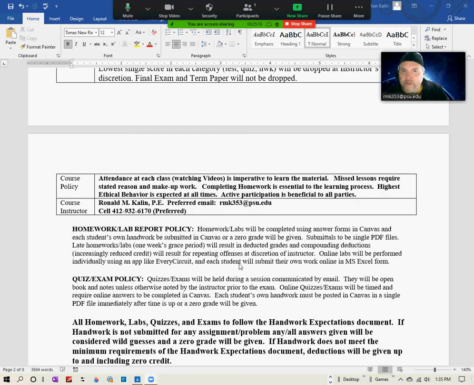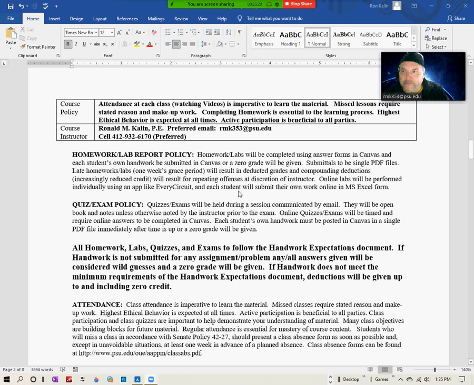All right, so going back to the syllabus, the homework and lab report policy. Homeworks and labs will be completed using answer forms in Canvas, and each student's own homework should be submitted in Canvas or a 0 grade will be given. So don't go into Canvas, fill out all the answers, and not give me any handwork that shows you're doing your own work. If you do that, or if you forget to do it, I'm going to give you a 0.